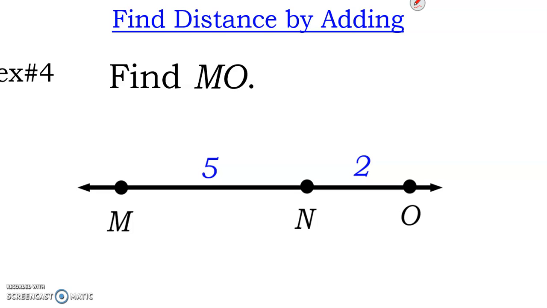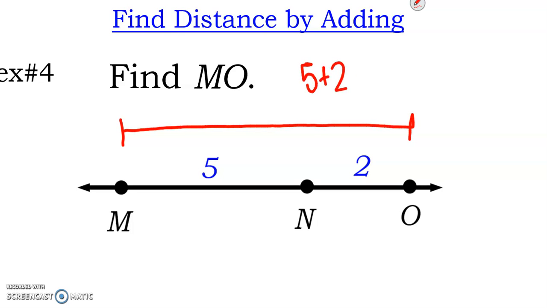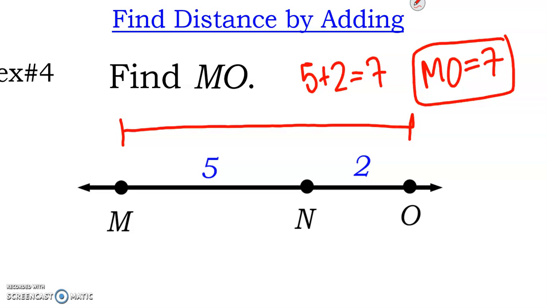Find MO. So I want to know the distance from M to O. So that's going to be 5 plus 2, which is 7. So MO is 7. The length of MO is 7.